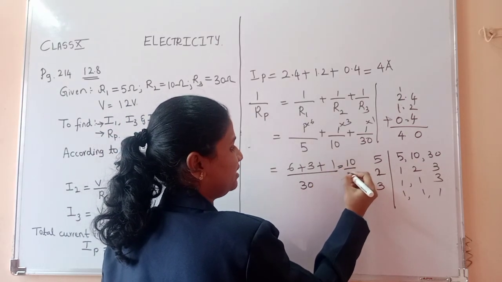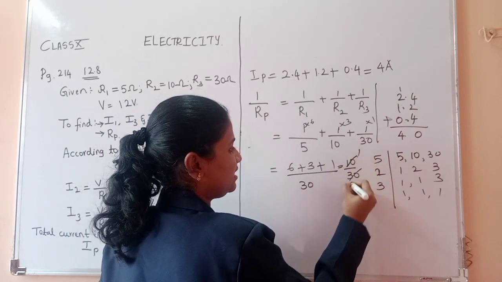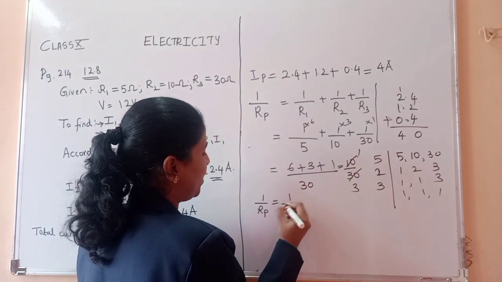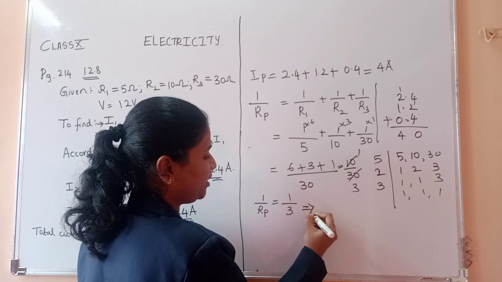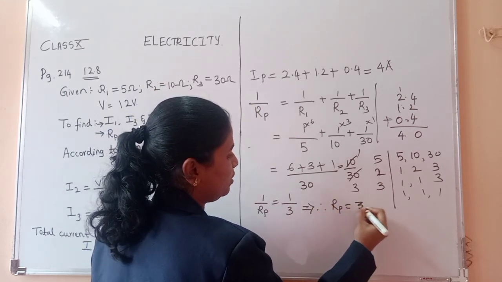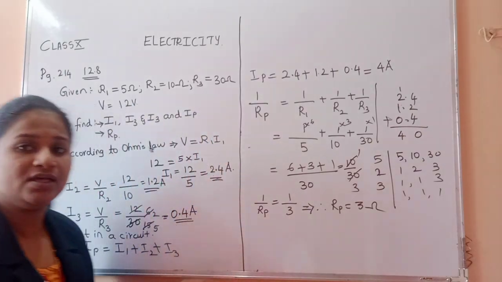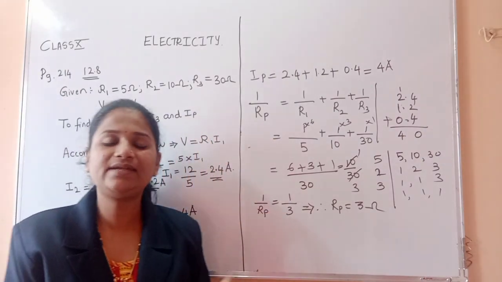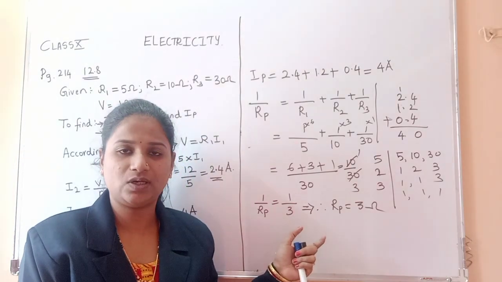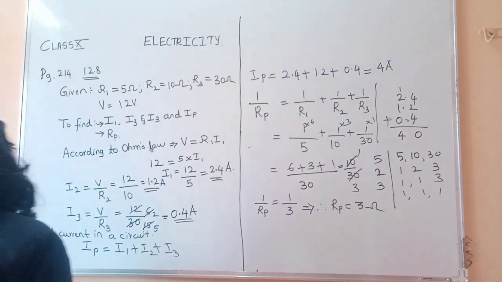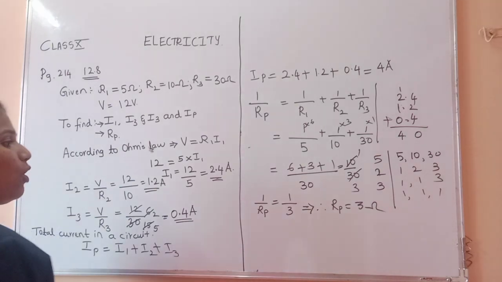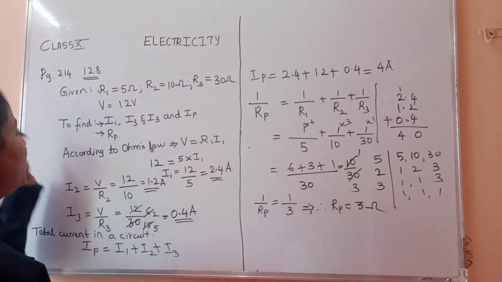So 10 by 30, 10 ones are 10, 10 threes are 30. So 1 by Rp will be equal to 1 by 3. We want Rp only. Therefore, Rp is equal to 3 ohm. Okay, so like this we have to calculate the Rp when it is given as a problem. So this is regarding the sum or the problem where we will be having parallel combination of series. Okay. Next.